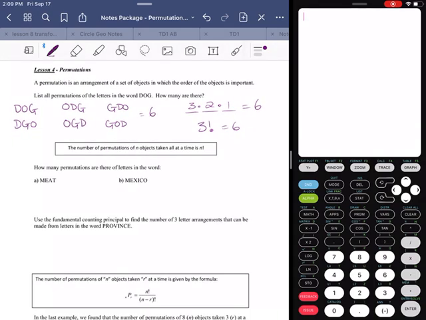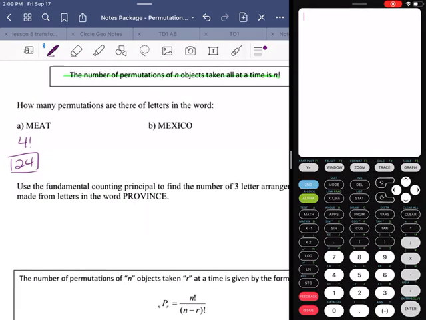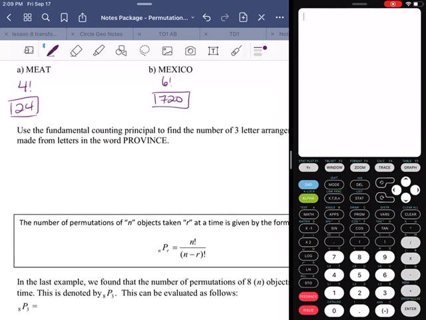Okay. So just to highlight this, the number of permutations of n objects taken all at a time is n factorial. So meant, there's 4 letters. So 4 factorial is 24. So you could arrange the letters M-E-A-N-T 24 different ways. Mexico, there's 6 letters, so 6 factorial. You could arrange all those letters 720 ways.